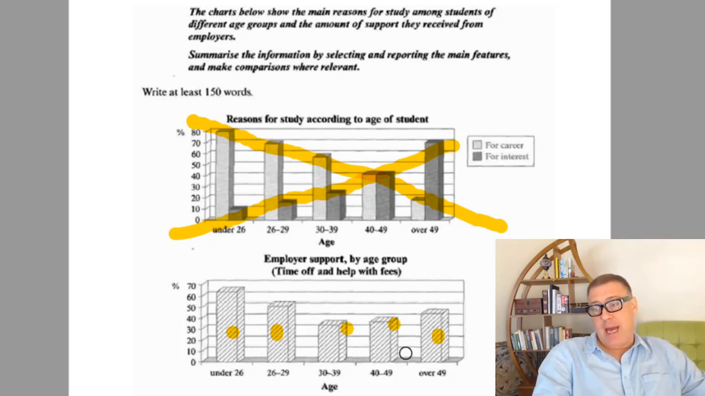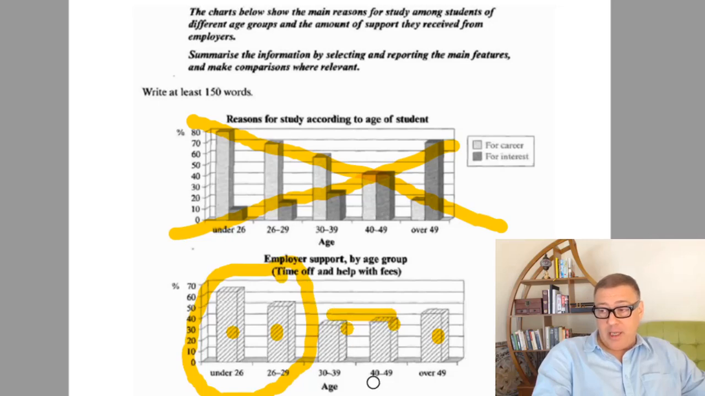So it really depends on how you see this. This is definitely worth noting: younger students have more support. Do you want to talk about these as two similar examples of older students getting less support, and a third one where, as they're getting older again, they're getting more support? Maybe they're getting more support because over 49 is a bigger age group than 40 to 49. Who knows? So it really doesn't matter.